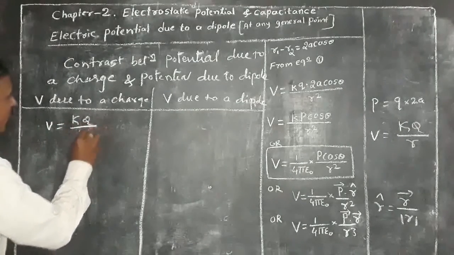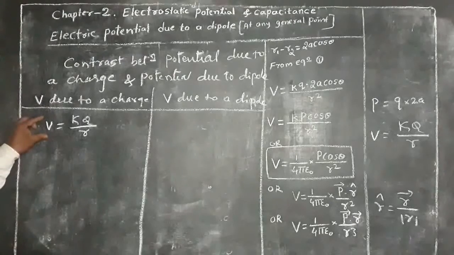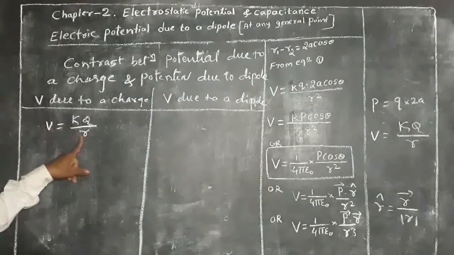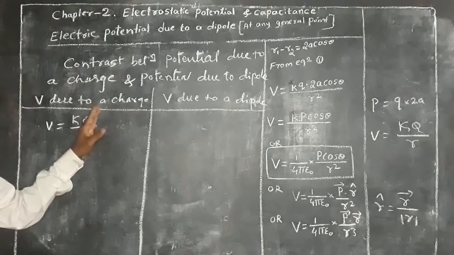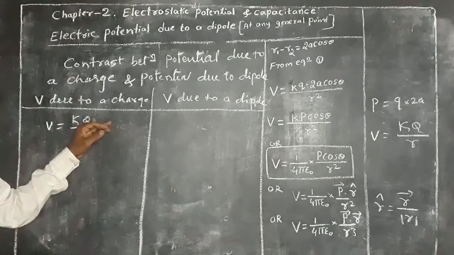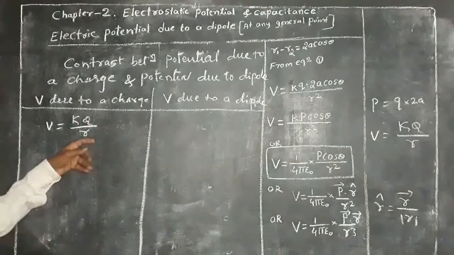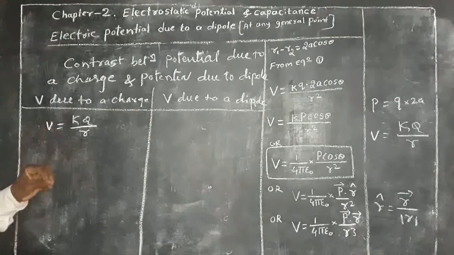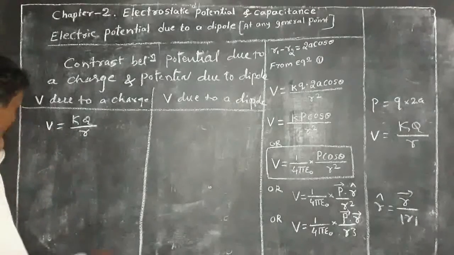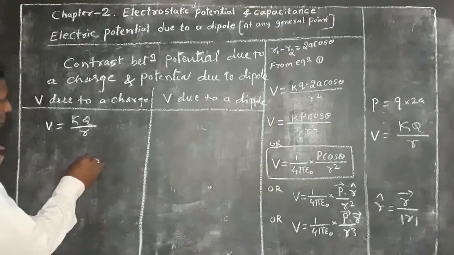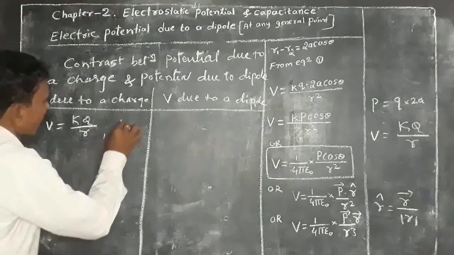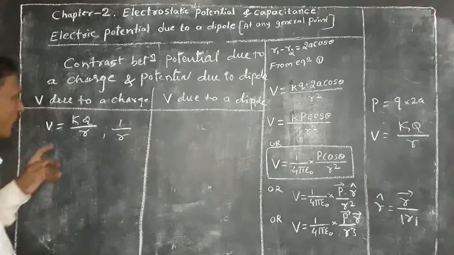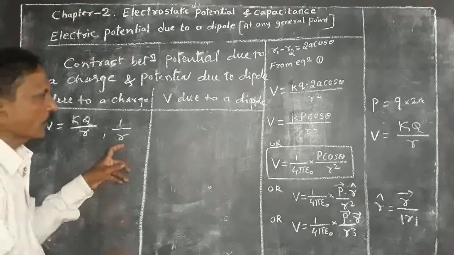kQ upon R. That is, potential at a point due to a charge is inversely proportional to the distance of the point and is directly proportional to the magnitude of charge. As the magnitude of charge increases, potential at that point increases. As the distance of the point increases, potential decreases, or falls off as 1 upon R.